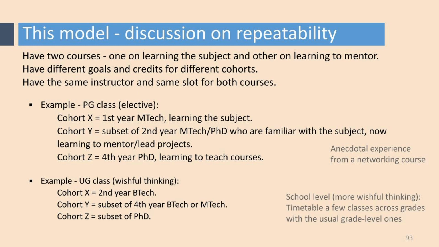Okay, so if you say that cohort X can be the first year MTech students who are learning the subject, Y can be a subset of the second year MTechs and the PhDs who are working in that area, who are familiar with the subject and now they're learning the next thing, how to teach, how to mentor and so on. And cohort Z can be the students who are about to graduate. We don't need too many of the cohort Z's in your class, we just need one per group. So they could be the 4th year PhDs who are learning to teach the courses.